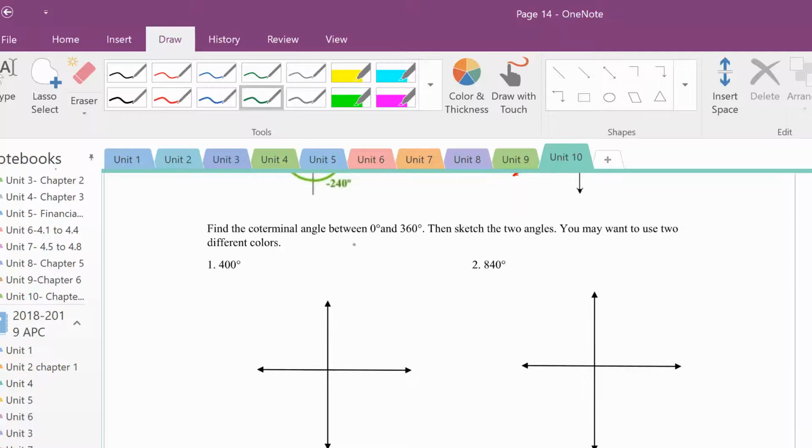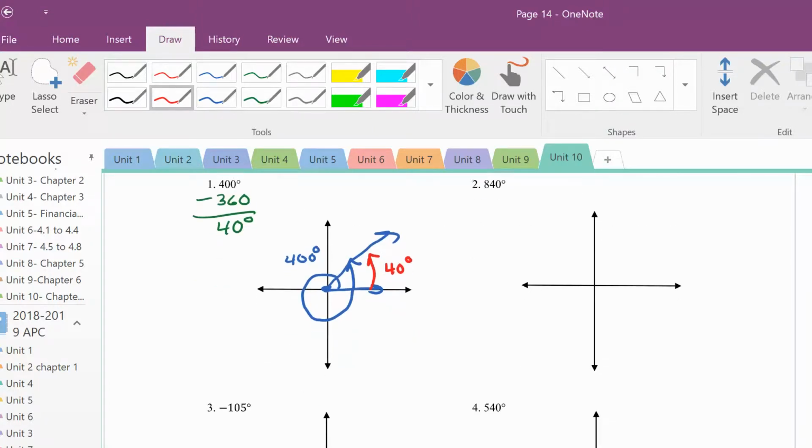So to find a coterminal angle between 0 and 360, if it's bigger than 360, I'm going to subtract 360. So that gives me 40. So 400 degrees would be one rotation plus 40. And then 40 degrees would just be like this. There you go. Those are coterminal.